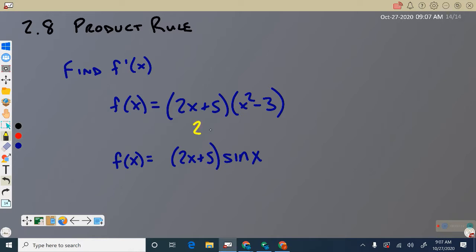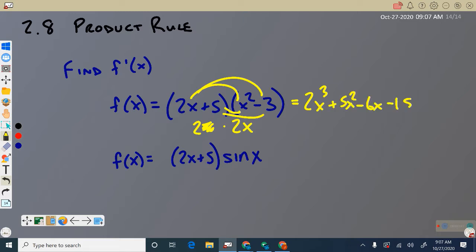You might think it's 2x times 2, or I'm sorry, it'd be 2 times 2x, the derivative of each, but that is not exactly how it works, and here's a way that you can prove that. We know how to simplify this thing. We can FOIL, and we would get that this function is 2x cubed plus 5x squared minus 6x minus 15. The derivative of that then, f prime, would be 6x squared plus 10x minus 6, which is definitely not the same as this 4x that we thought it might be.